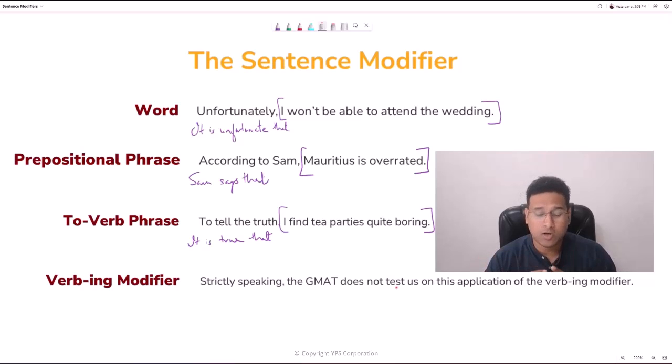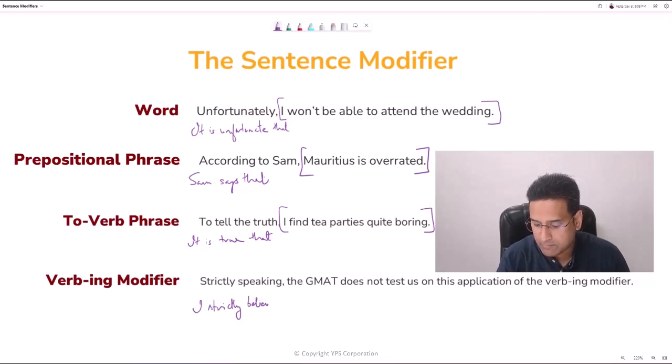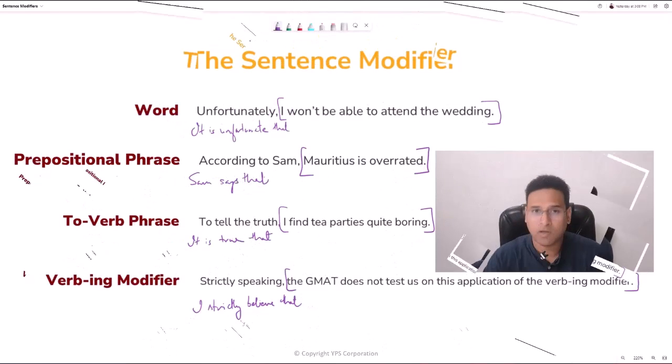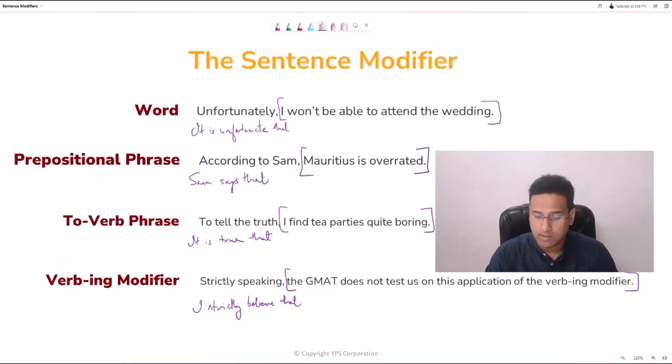Interesting. Don't you think it's the author? Yes, it is. And it is the author who strictly believes that the GMAT does not test us on this application of the verb-ing modifier. So if I were to reword it, I strictly believe that the GMAT does not test us on this application of the verb-ing modifier. So, as you can see, this is actually qualifying the entire sentence, just as this introduces this entire idea.